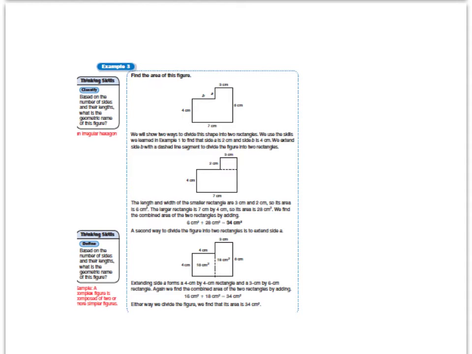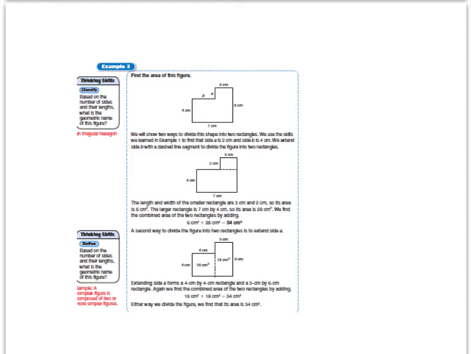We cut the shape up into the two pieces here, and then we calculated one as 4 by 7, and the other is 2 by 3. And 2 by 3 is our 6, and 4 times 7 is 28, and the area is 34. Again, area is length times width. That's how we did this.